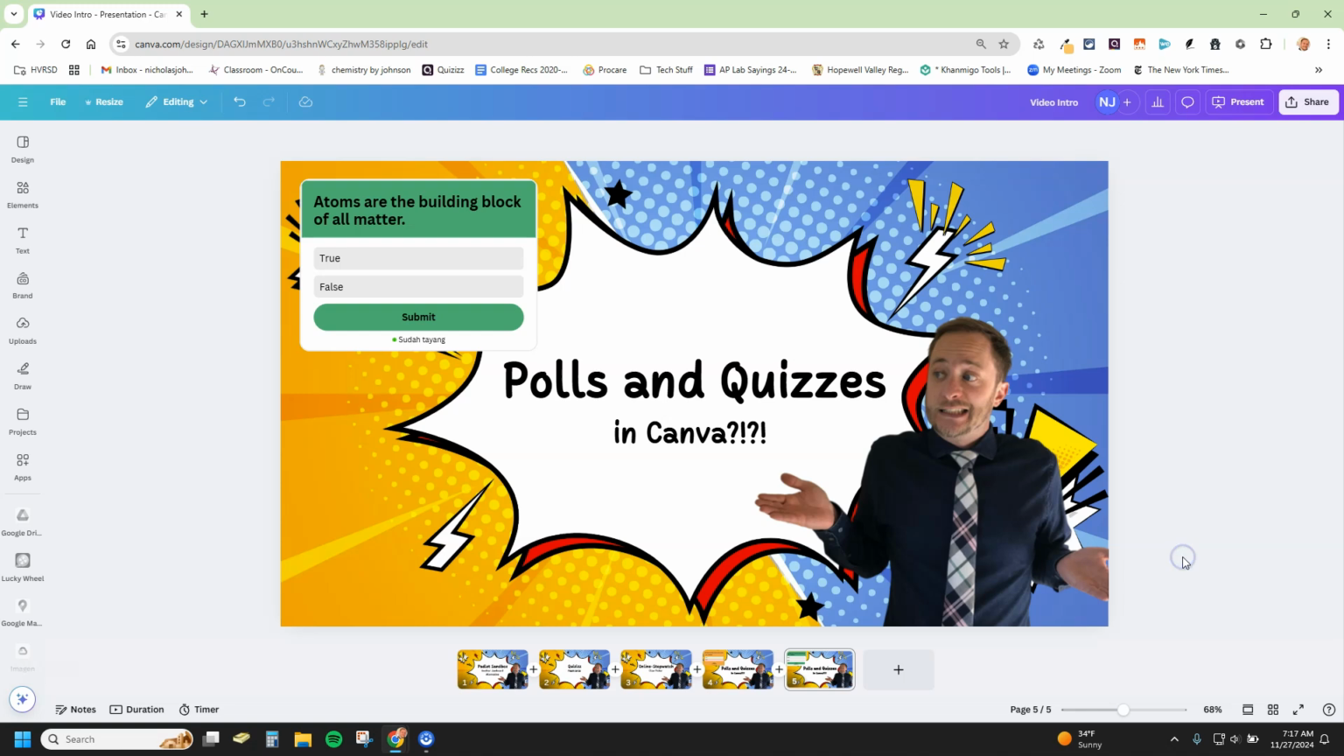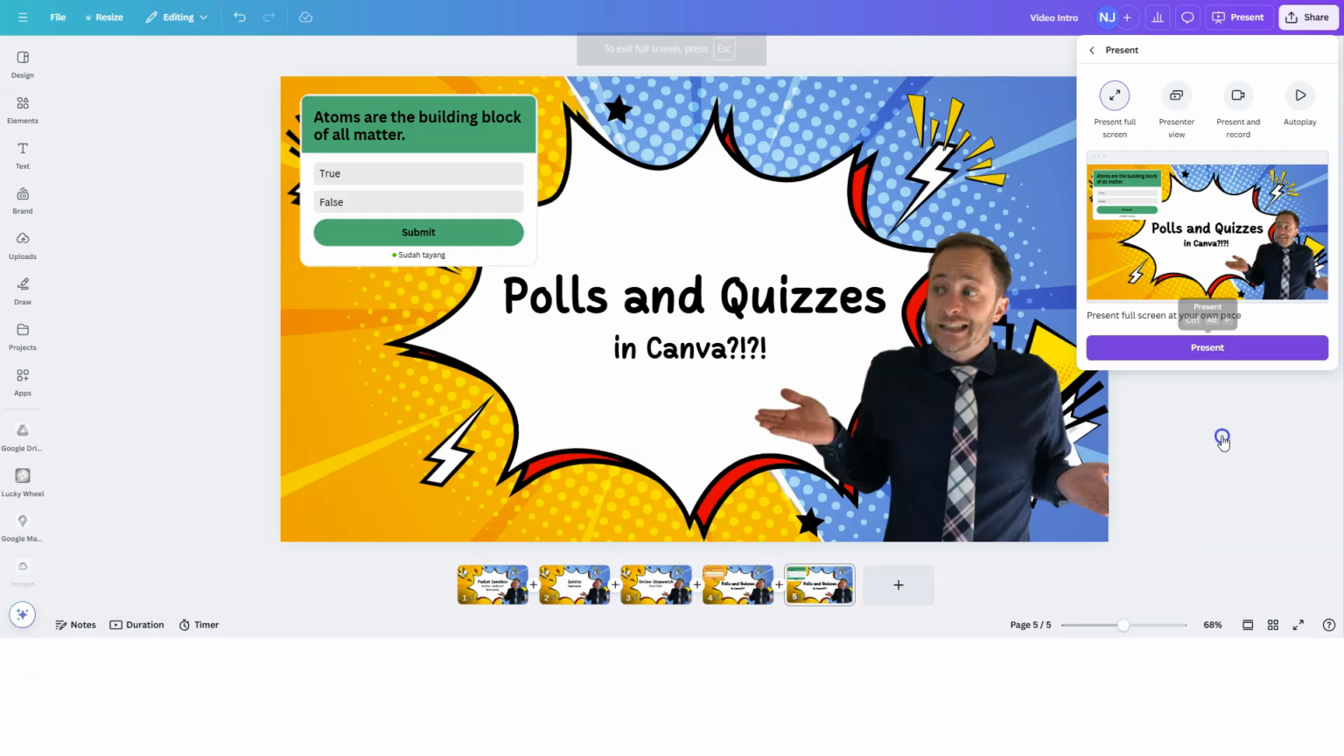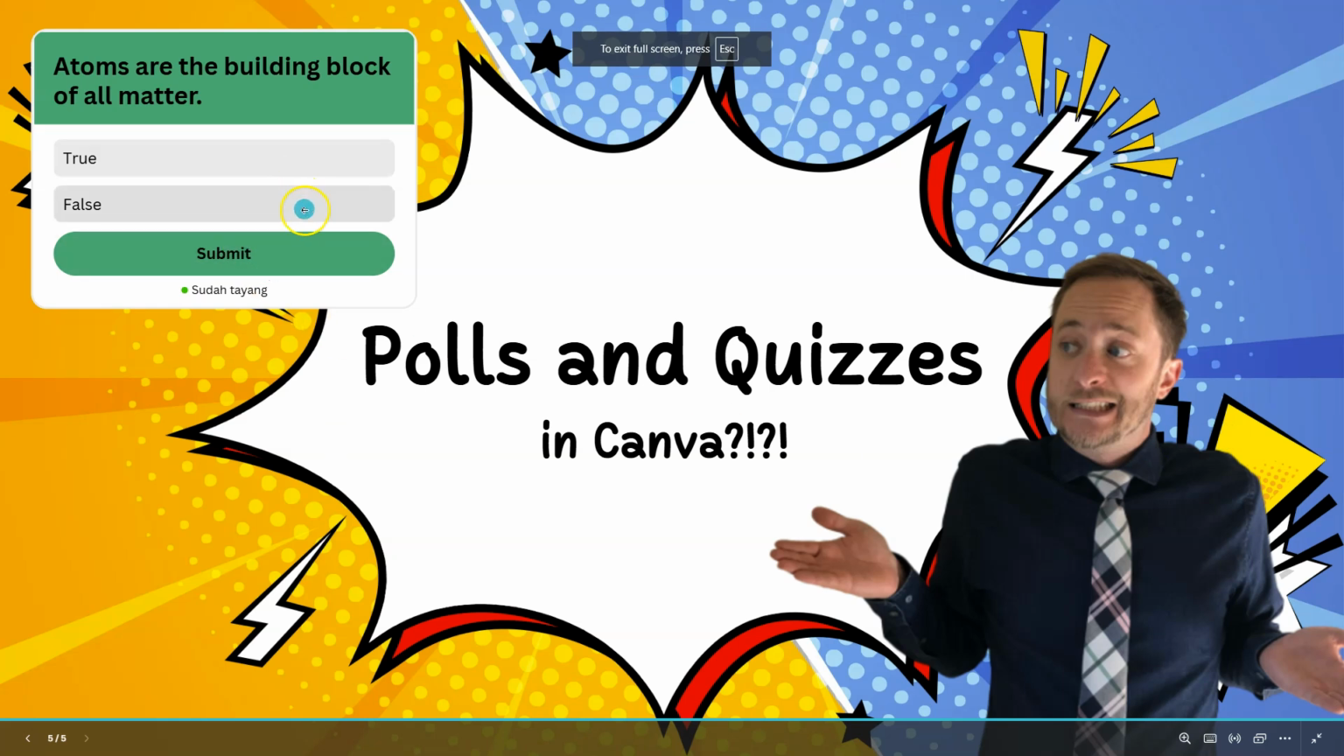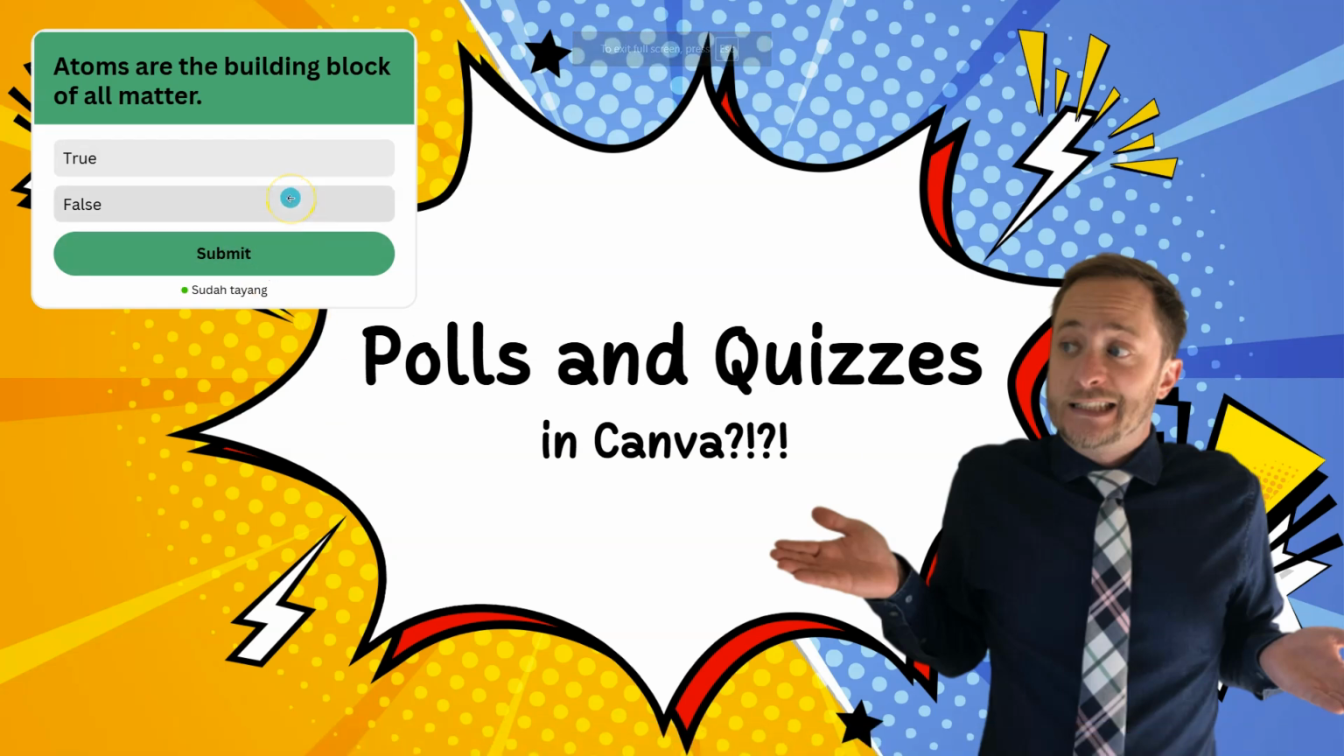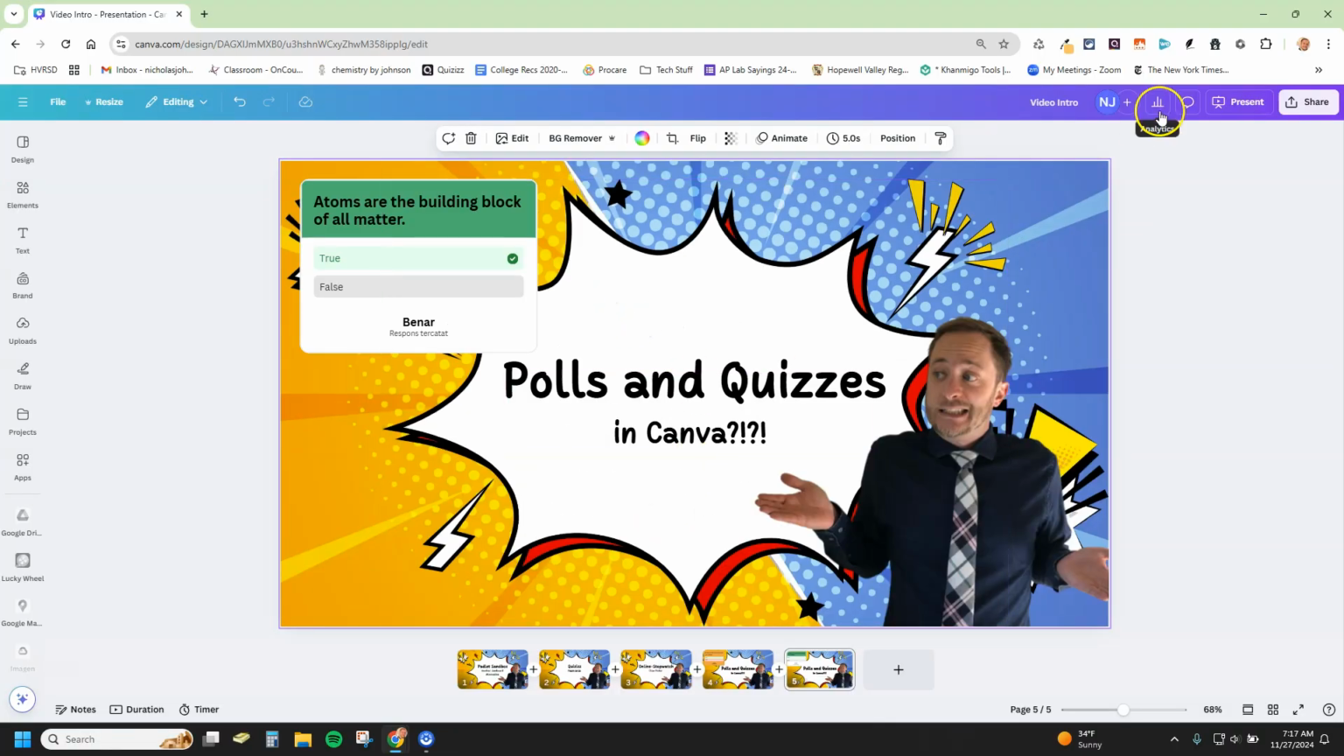So we'll do this both ways. First thing I'm going to do is go into present mode as myself, just so you can see how it works if we do that. So, atoms are the building block of all matter. I'm going to say that's true and submit. Okay, now I'm going to do this a second way as well. I'm going to switch Chrome browsers to my personal Chrome. So let me do that.